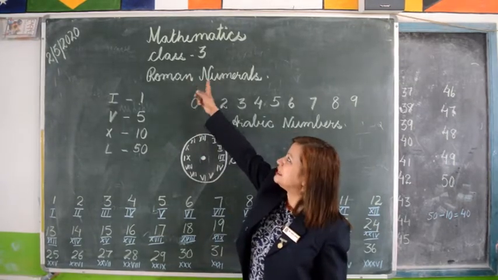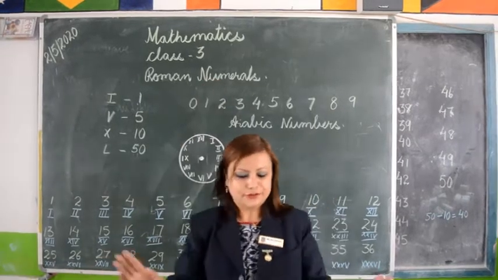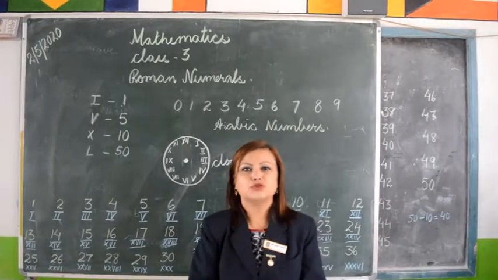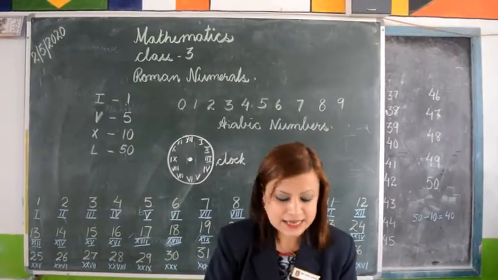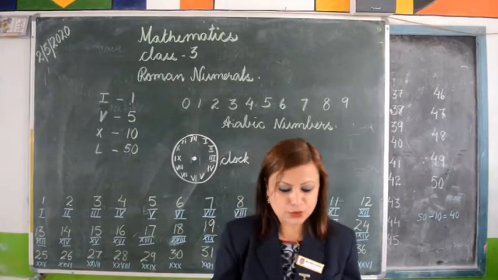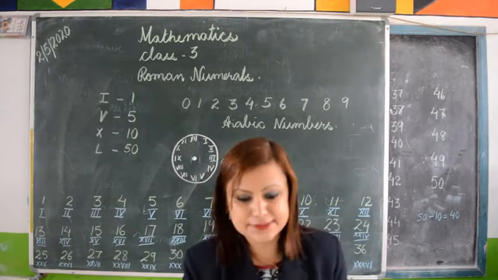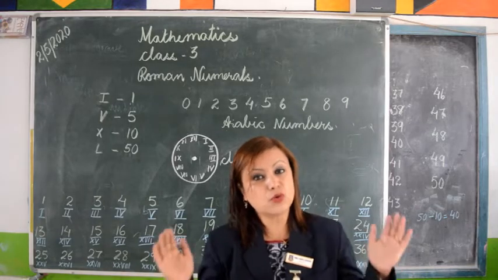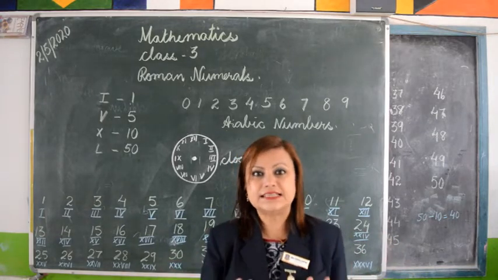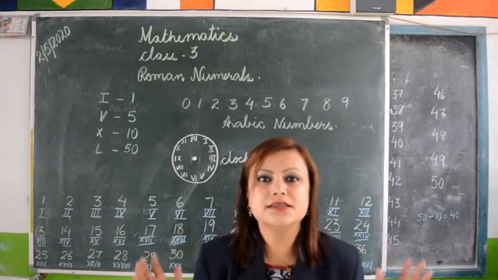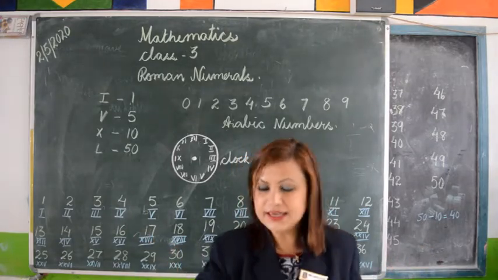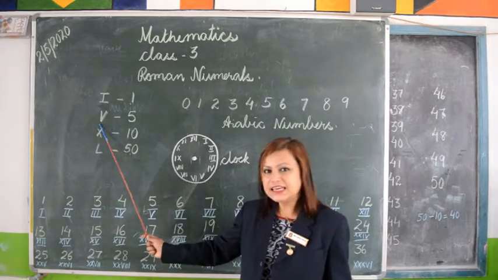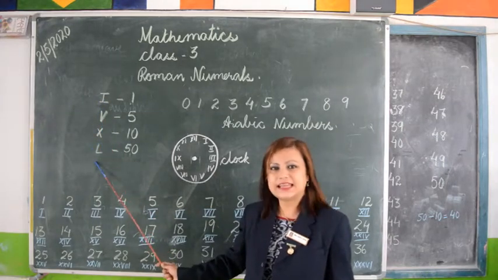Okay, Roman numerals. Before learning this, we have to know what Roman numerals are. Ancient Romans had their own numeration system using letters. So what are the letters? Letters of the alphabet. They are I, V, X, L.